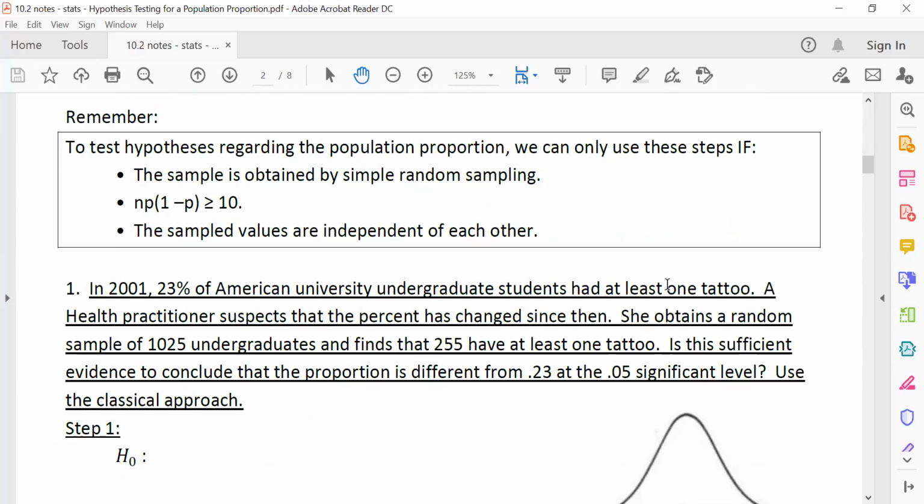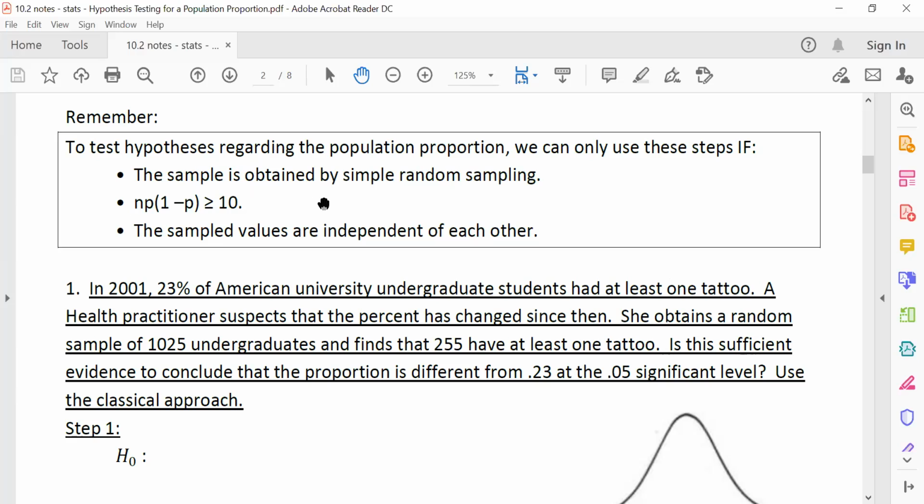Now, we have to check what are sometimes called the success-failure conditions to test a hypothesis regarding the population proportion. You need to make sure that your sample is obtained by simple random sampling. You also need to decide if n times p times 1 minus p is greater than or equal to 10.